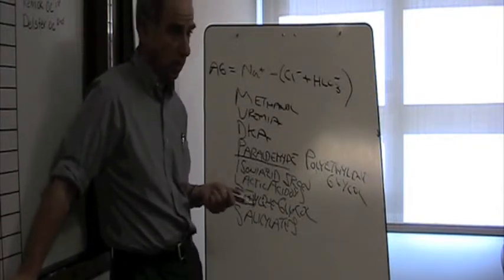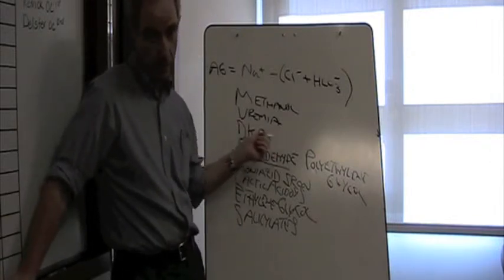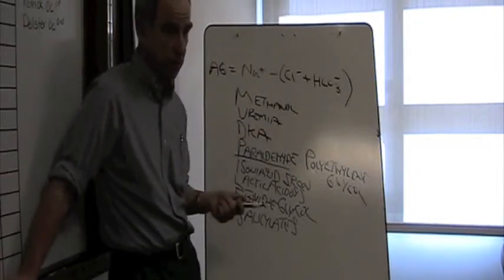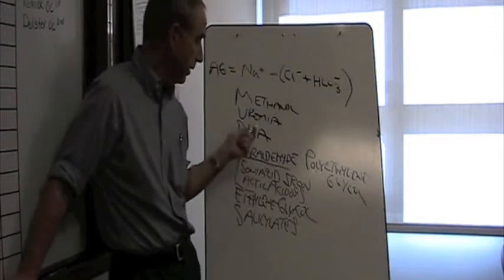Sometimes you have more than one. DKA, also you can see with any kind of ketoacidosis, right? So alcoholic ketoacidosis, starvation ketosis, not usually as severe, but you can get that too. It's usually a mild acidosis.